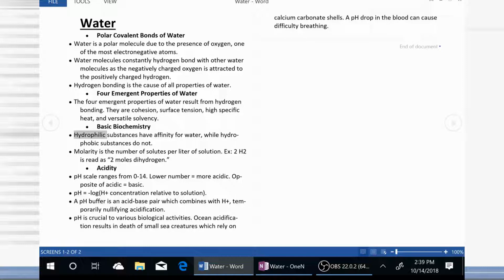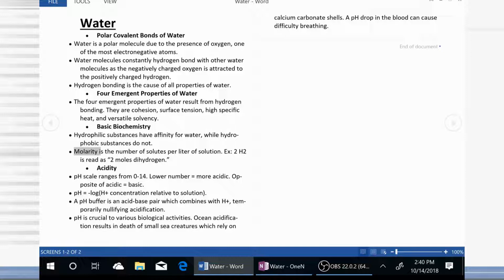And so an example of this would be, say, table salt. Table salt, NaCl, has a great affinity for water, and so it easily dissolves in water for that reason. Whereas hydrophobic substances, the Greek root phobia means obviously fear, and then hydro is water, and so these hydrophobic substances do not have affinity for water. A good example of this would be oil. That's why when you try and put oil in water, it'll always separate, it'll never mix together.